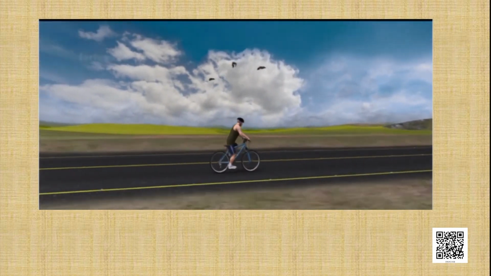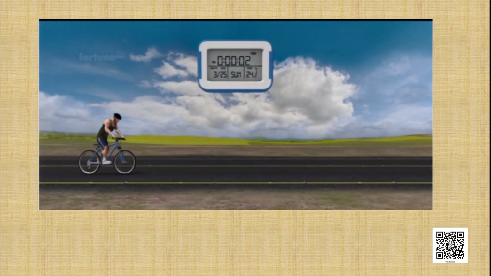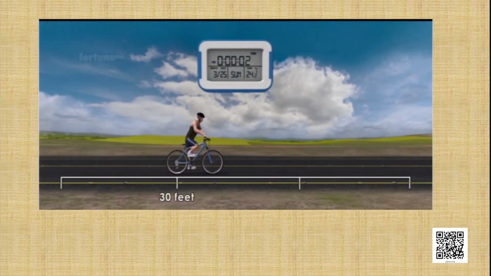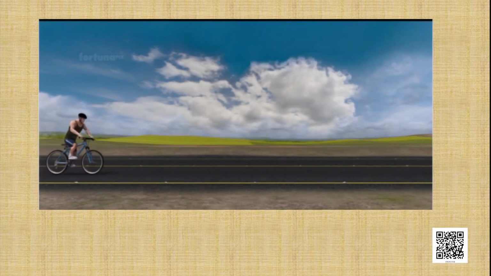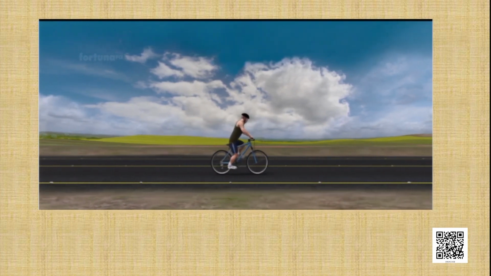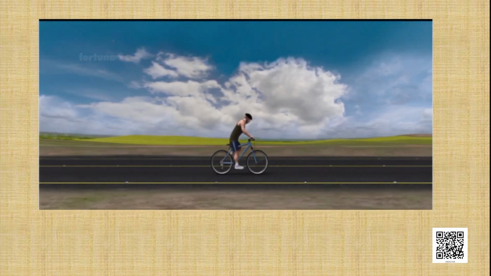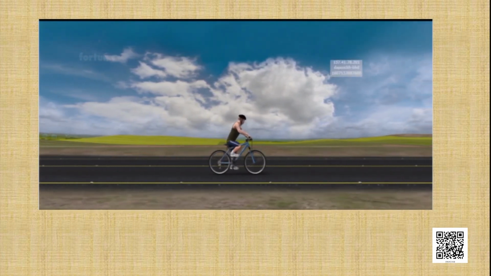Imagine someone riding a bicycle down the street. He covers 30 feet in 2 seconds, another 30 feet in 2 more seconds, and another 30 feet in 2 more seconds. In this instance, the cyclist covered equal distances in equal intervals of time. An object moving at a constant speed, covering equal distances in equal time intervals, is in uniform motion.